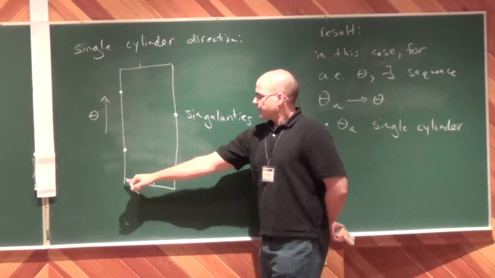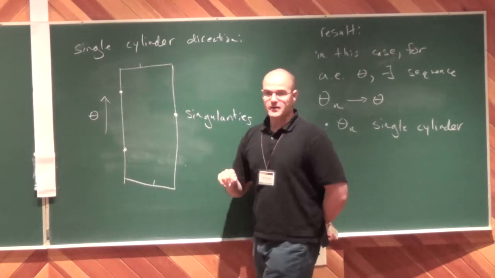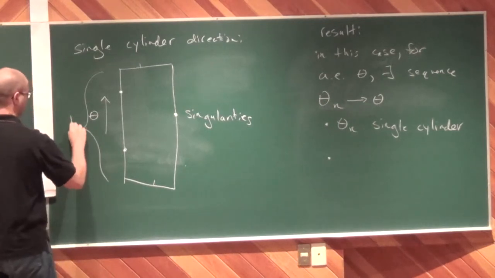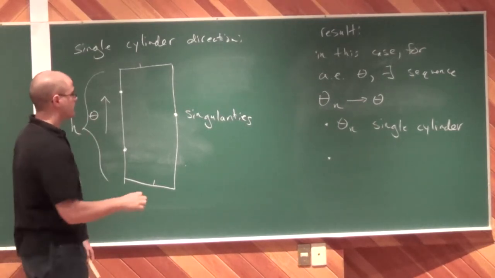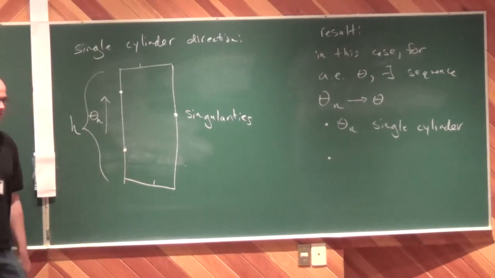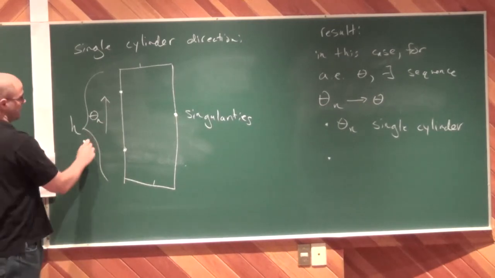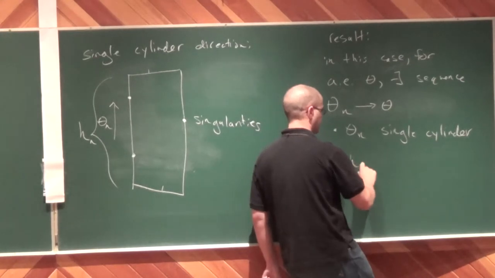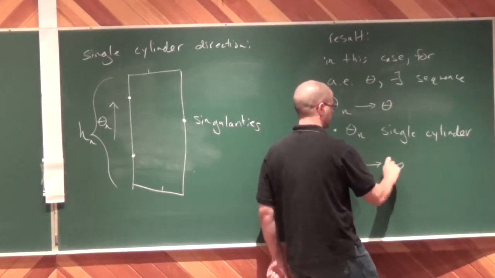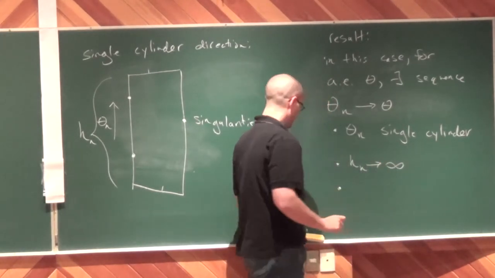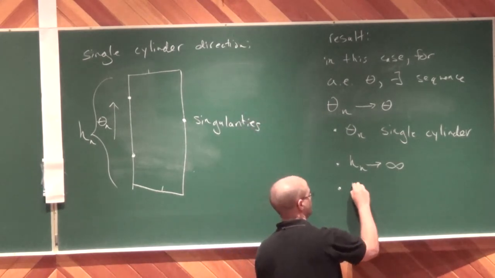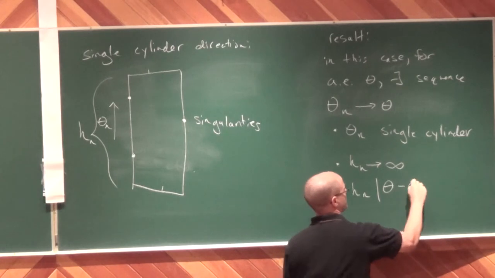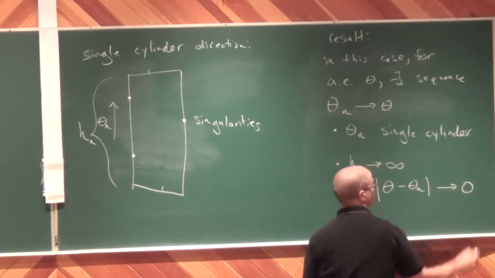In any single cylinder direction, the cylinder has a width and a height. Okay, so let's call this height h. So if I have a sequence of single cylinder directions in direction theta n of height h n, we can make h n go to infinity. And furthermore, h n times the difference between theta and theta n goes to zero.